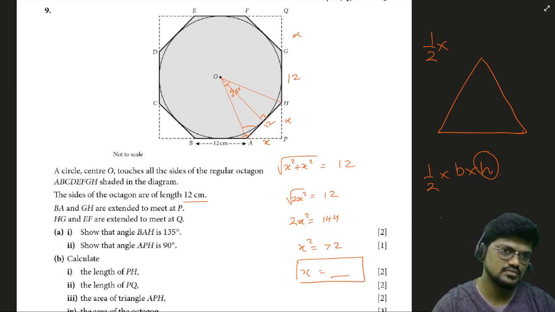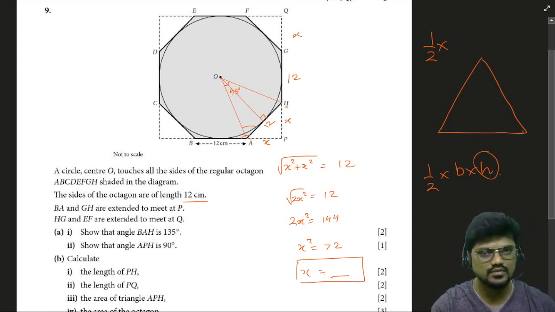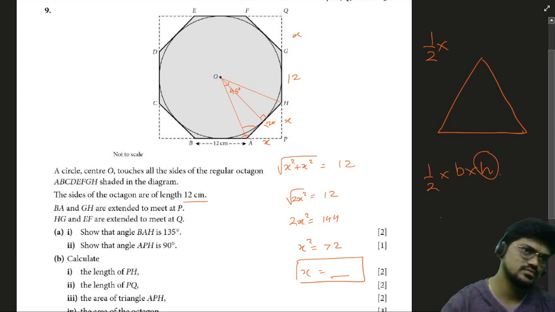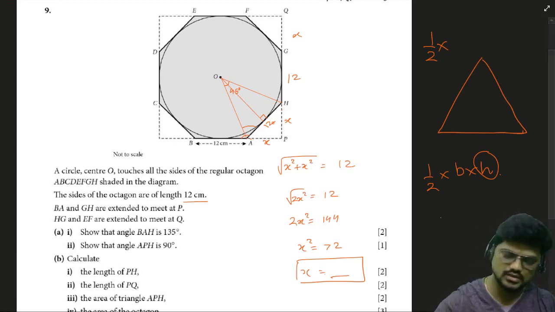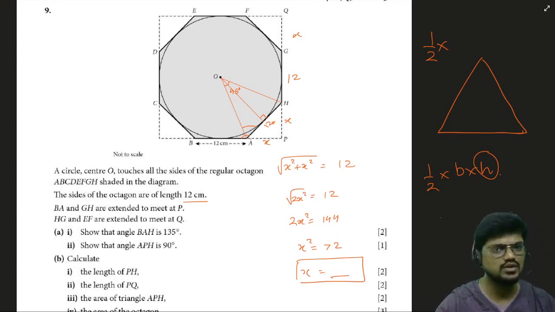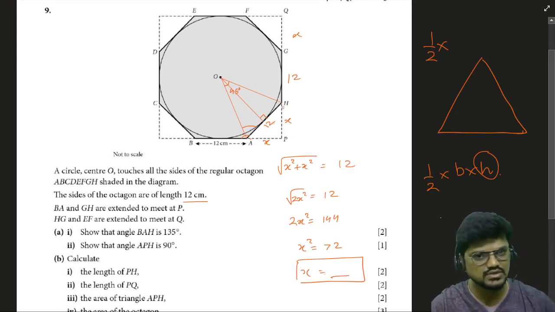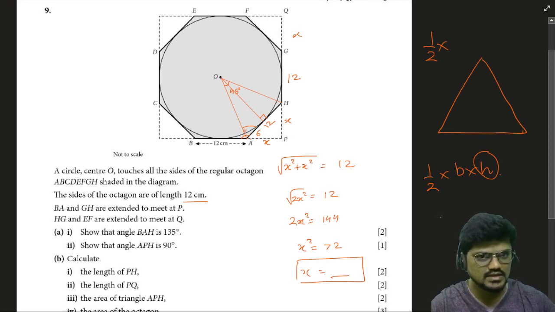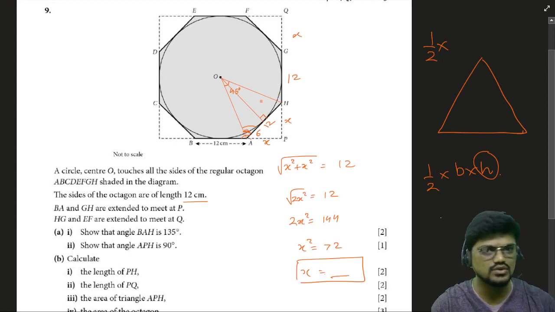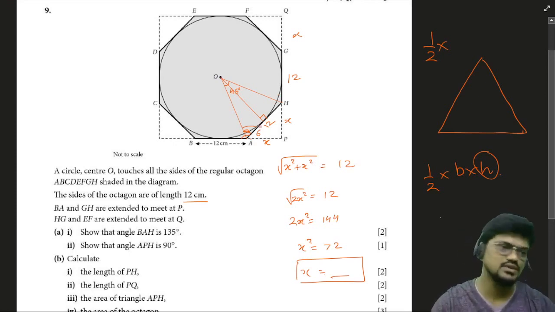Sir, but then what about the base? The base will be 12. Sir, can you also use tan here, right? Yeah, you can use tan theta. You can use that also. See, if this is 12, this half distance will be 6. And this angle, whatever you get, that is 67.5 something, right? So with that also you can get the height of the triangle. And whatever the height of the triangle will be, that will be the radius of the circle.